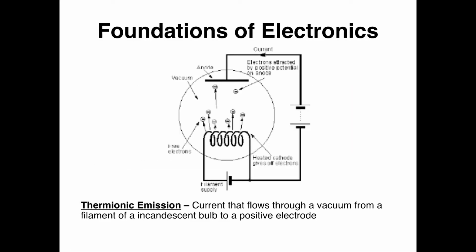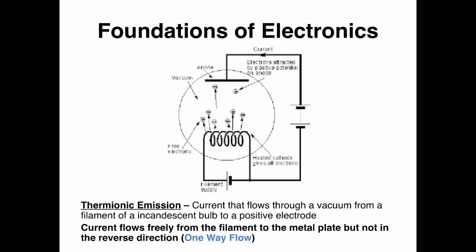This is a device that produces thermionic emissions. What are thermionic emissions? Thermionic emissions occur when current flows through a vacuum tube from a filament of an incandescent bulb and produces a positive electrode. So here you have the electrons traveling here, and they emit these electrons, which are then collected by the anode on this side, but this becomes positively charged because it emits these electrons.